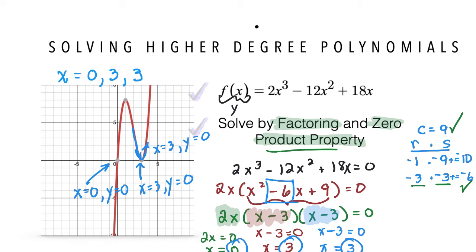But when you get repeats like this, in this case we got repeats of 3, this is called multiplicity. We actually dealt with this before. And in this case, since it happened 2 times, multiplicity of 2, which means 3 was a double 0 or a double root or a double solution. Okay. So we factor it, we set each factor equal to 0, and then solve those for x.